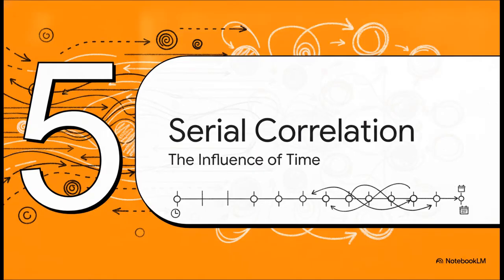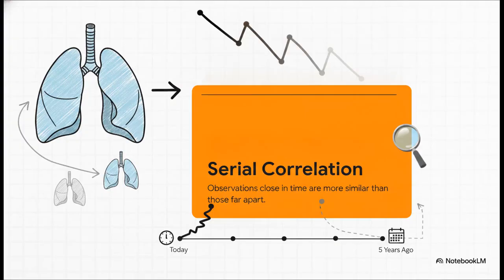Next up, Section 5: understanding serial correlation and the influence of time. So we've accounted for individual baselines, right? But we still have one more major hurdle to clear, and that's time itself. Even if we map out a patient's unique trajectory, measurements taken from the exact same person still aren't independent. And this brings us to a phenomenon known as serial correlation.